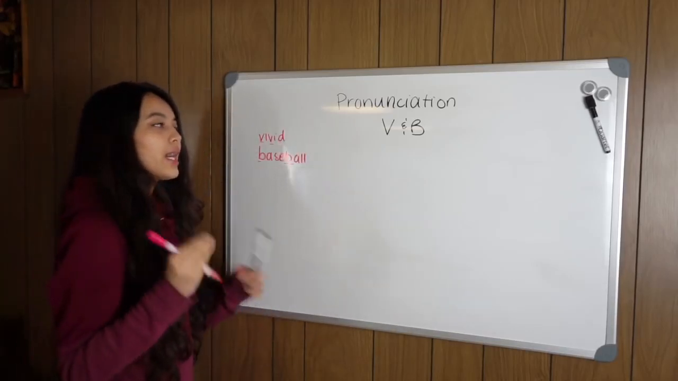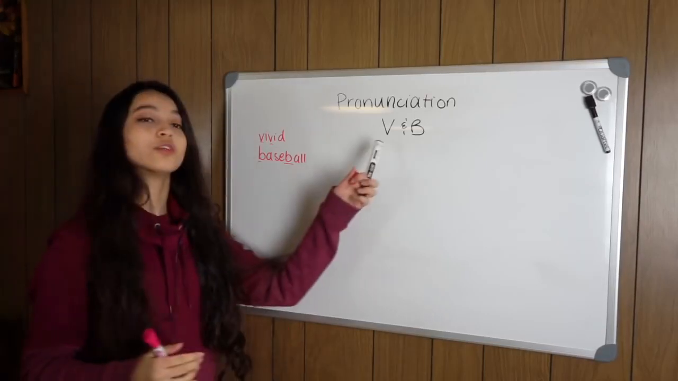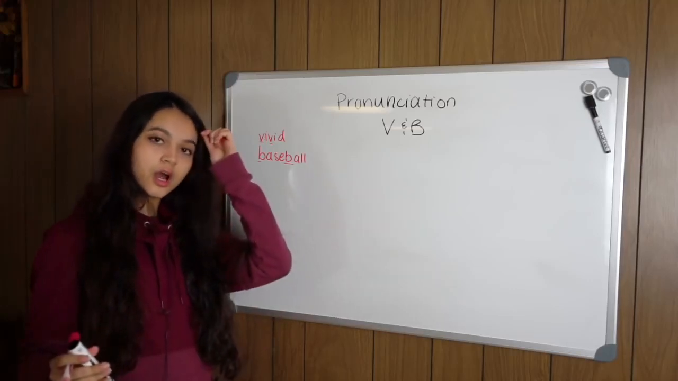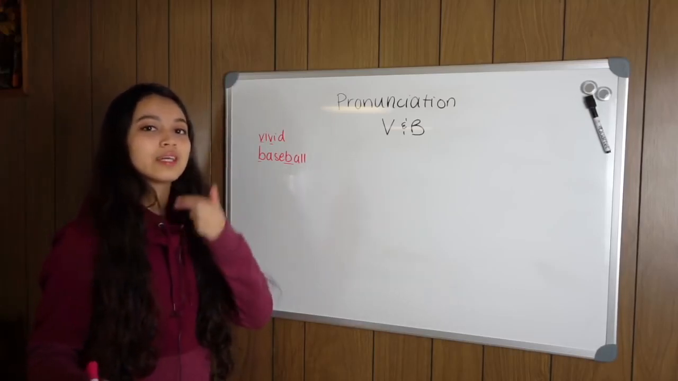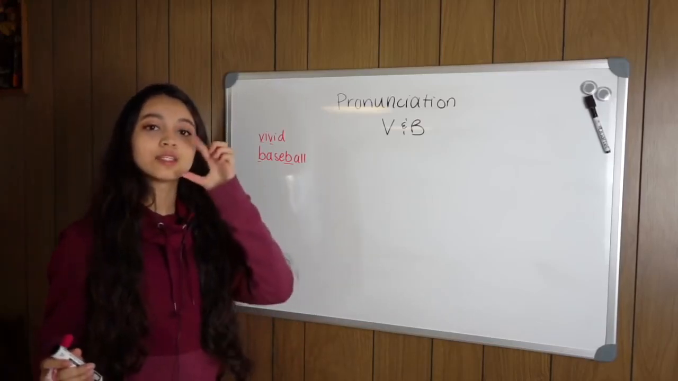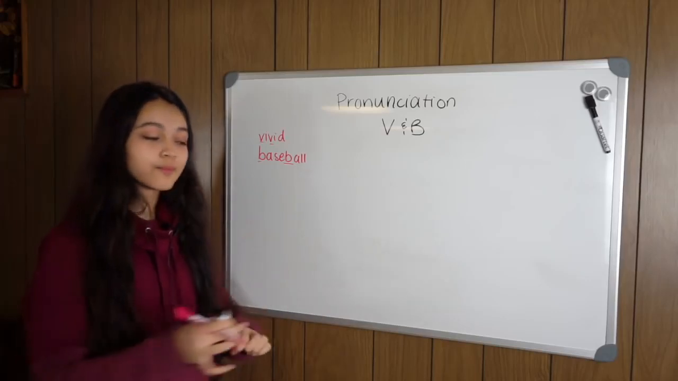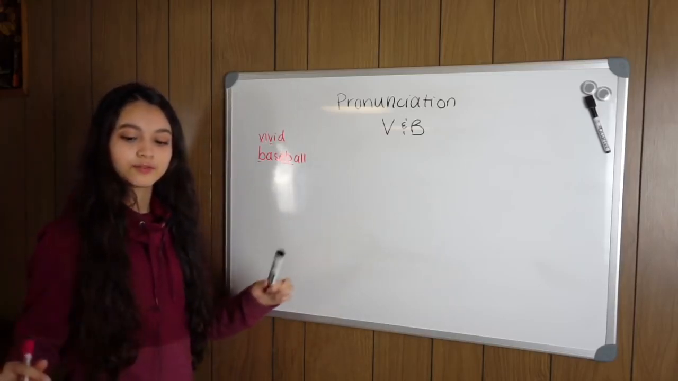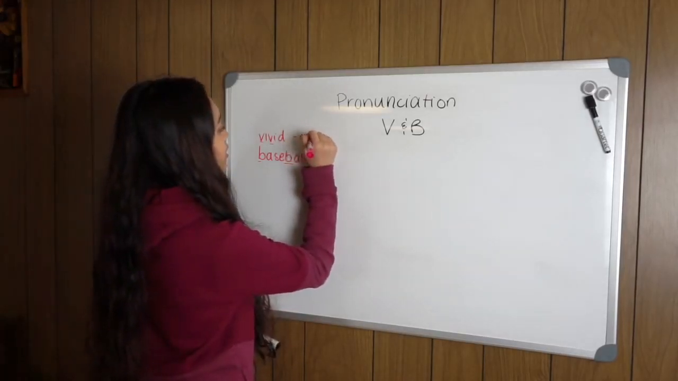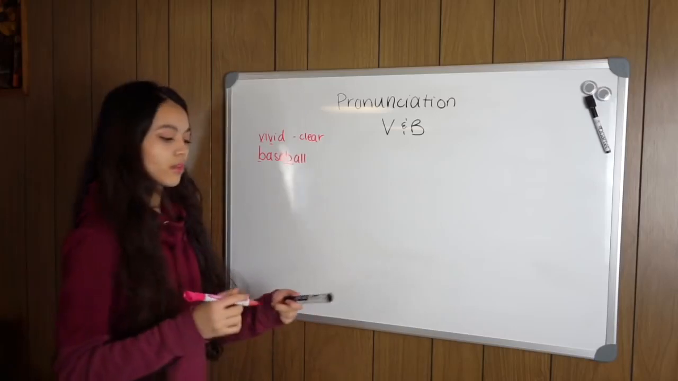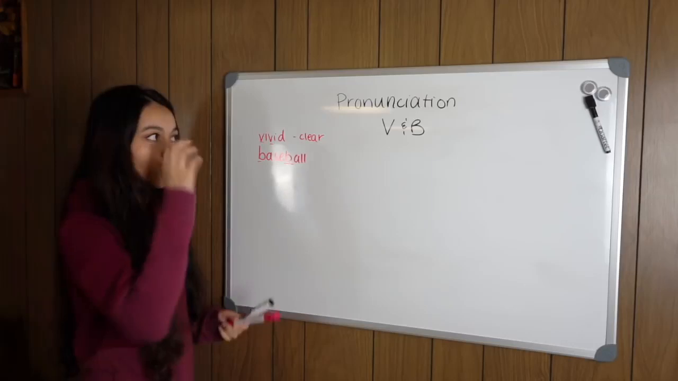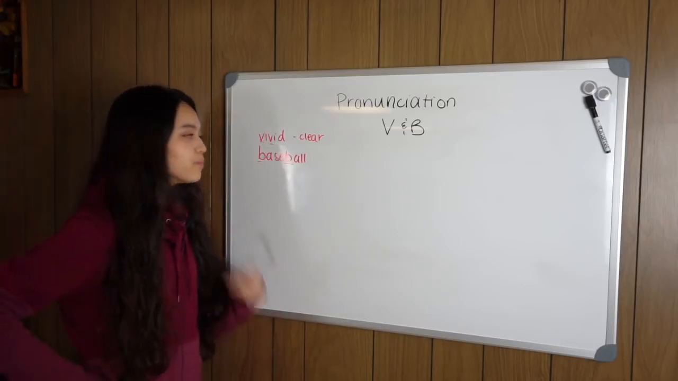So a good trick for pronouncing your V's is V, vivid. Your lower lip touches your upper teeth, vivid. For baseball, your two lips touch, so baseball. So that's a very big difference there. So if you don't know what vivid means, it means clear. Okay, so we're going to get some vocabulary in here as well while we talk about these words.